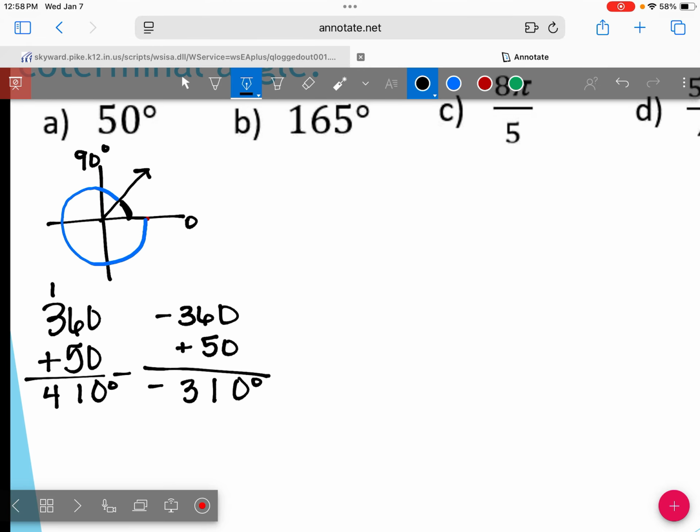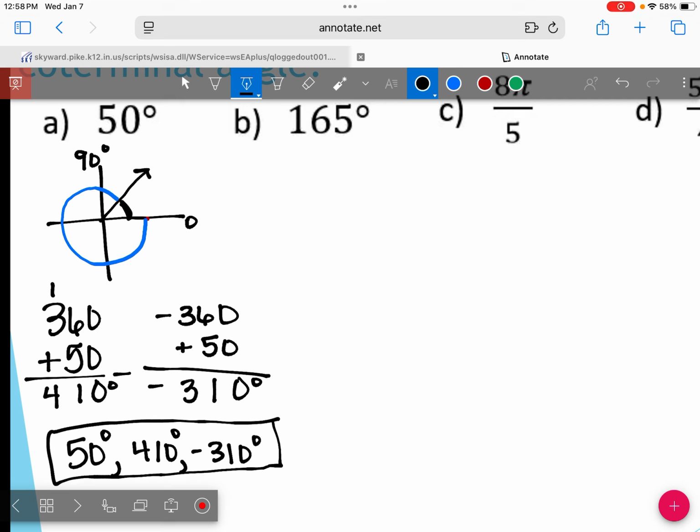So what I'm trying to tell you is that these three angles, 50 degrees, 410 degrees, and negative 310 degrees, all end at the same place. That's what I'm saying. That's why they're coterminal. Co means same. Okay, prefix co means same. If I say me and Miss Guyman are co-workers, it's because we work at the same place.